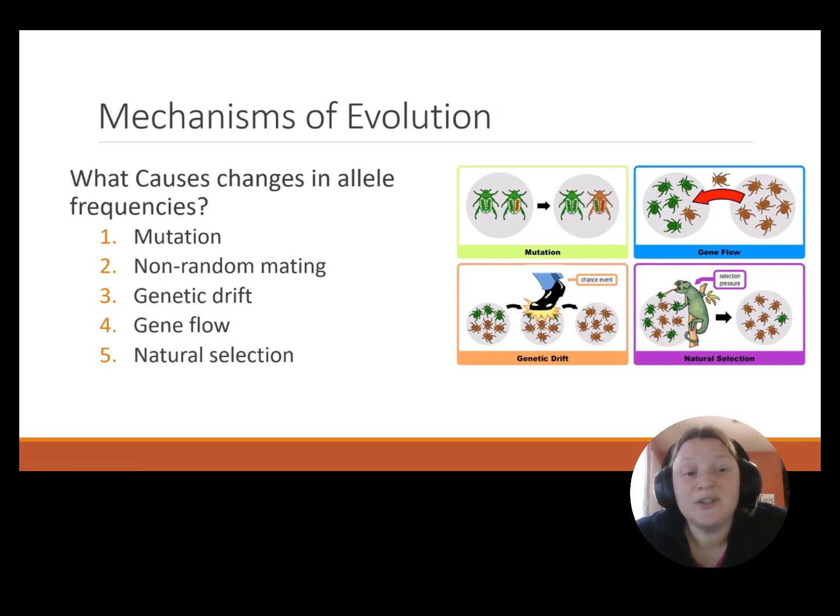Okay, we're going to delve into 5 main mechanisms of evolution. So these are things that cause those allele frequencies to change in our population over time. And we're going to talk about mutations, non-random mating, genetic drift, gene flow, and natural selection.